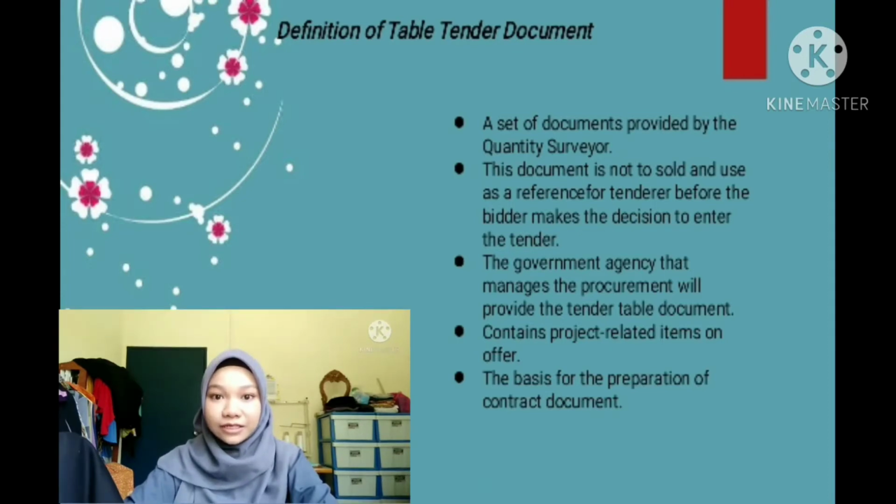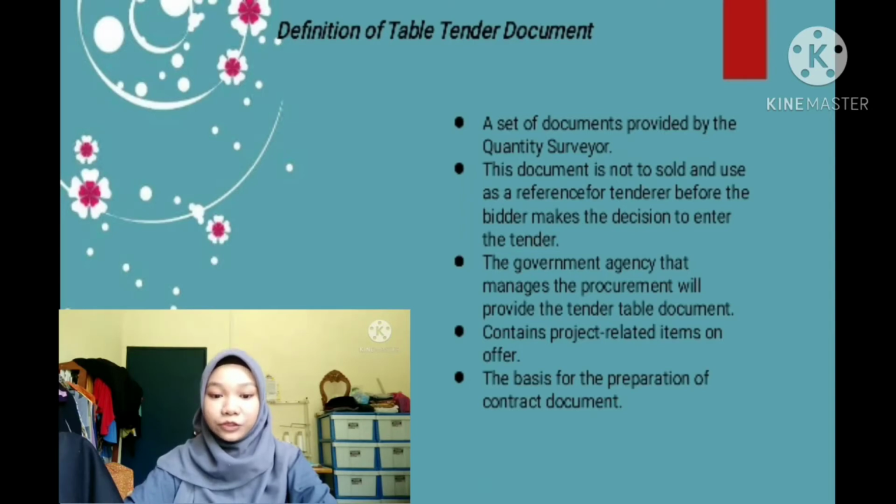Usually, before the tender is invited, the government agency that manages the procurement will provide the table tender document. This document contains project-related items on offer, including contract terms, tender form, drawing, and specification. The table tender document is the basis for the preparation of contract documents later.